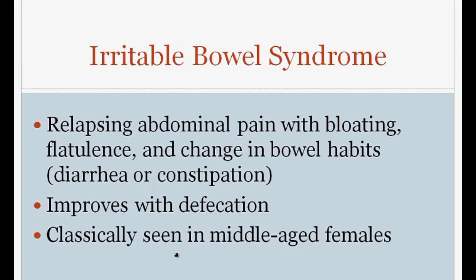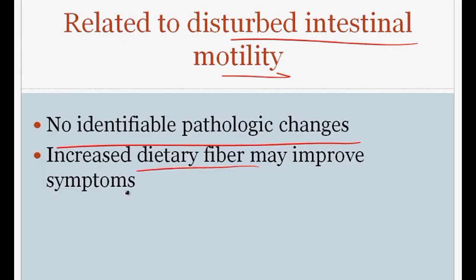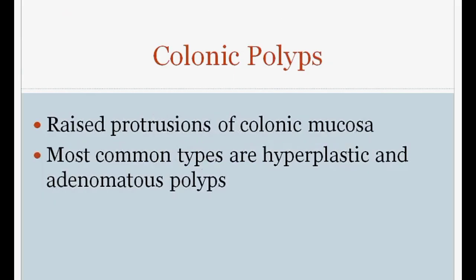Irritable bowel syndrome is a relapsing abdominal pain with bloating, flatulence, and a change in bowel habits. So the patients can have diarrhea or constipation. It improves with defecation. It's classically seen in middle-aged females. We don't have any identifiable pathologic changes in this disorder, so if you did a biopsy, you wouldn't see much. However, we do know that it's related to a disturbed intestinal motility, and that dietary fiber can improve the symptoms. The last discussion in this section concerns colonic polyps, and this is particularly high yield.